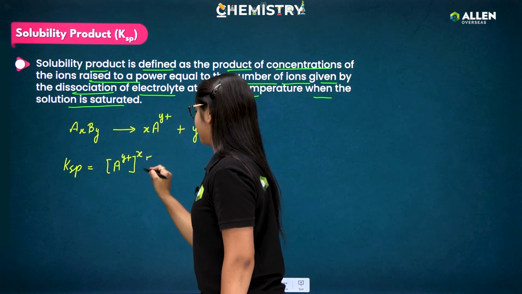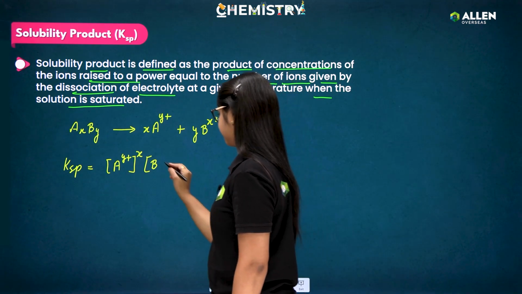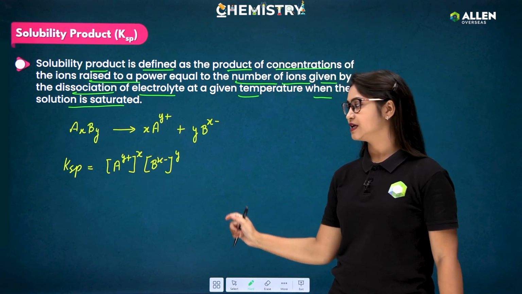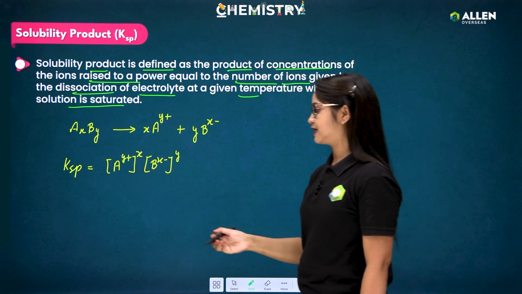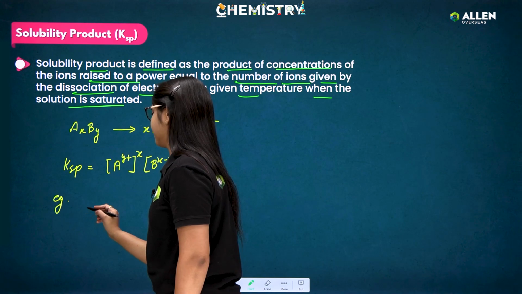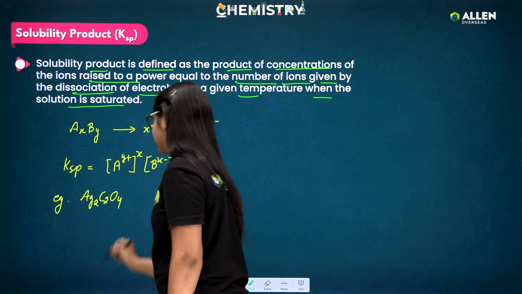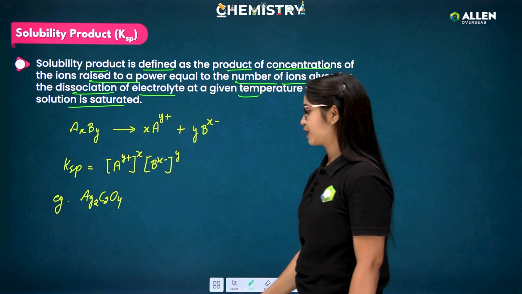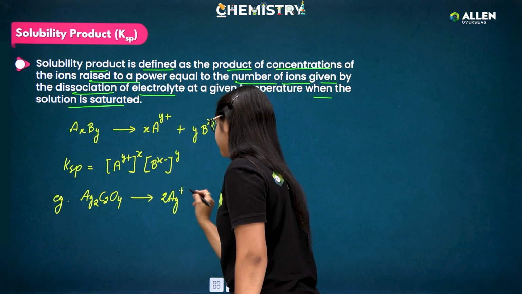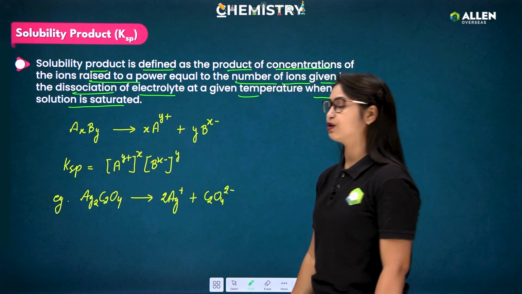Similarly, the concentration of B^x- raised to the power y. So this is the product of concentrations, right? This is how we can find the KSP. We can take one more example: Ag2C2O4, silver oxalate. This is a sparingly soluble salt, right? When it dissociates, we get 2 Ag plus ions and 1 oxalate ion, C2O4 2 minus. This is how it dissociates, right?